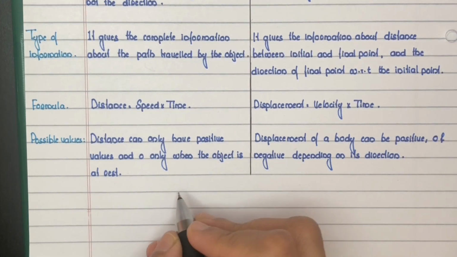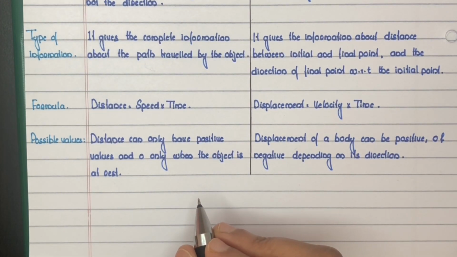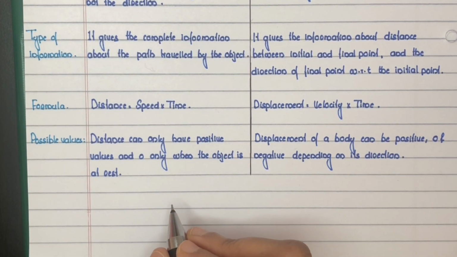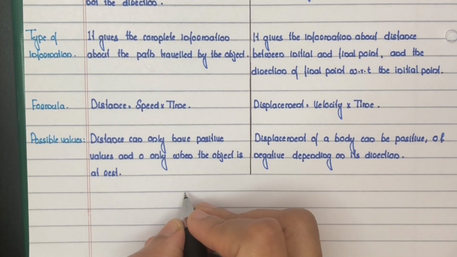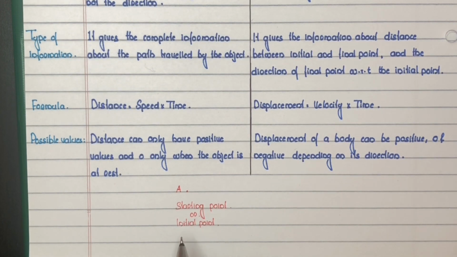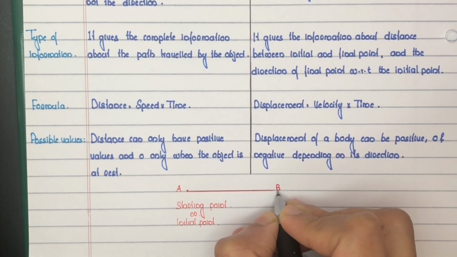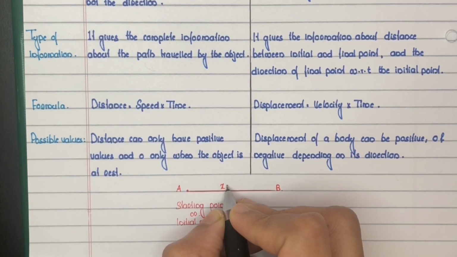Explanation. Both distance and displacement require a reference point, right? With respect to the reference point, that is the starting point, we are measuring, right? So, consider a point A, the starting point or initial point. If the body is moving in the forward direction, the body now reaches point B and the length, that is AB, is X meter.